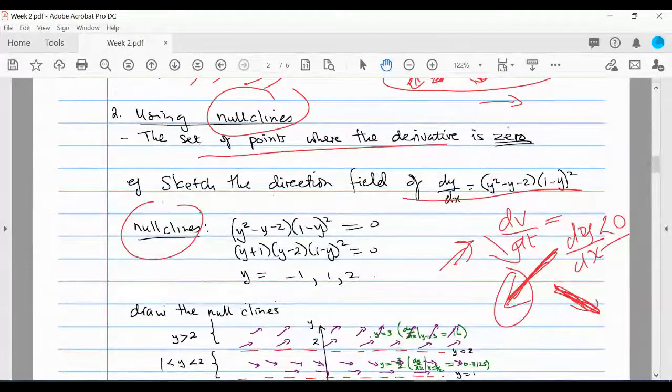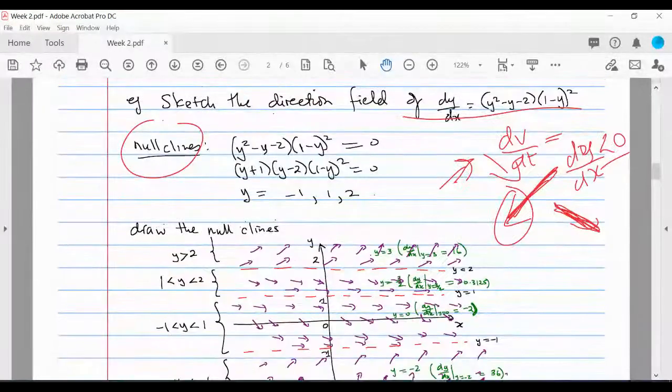All right, and how do you know it's repelling or attracting? You will see with the orientation of the what? Of the curves. All right. So let's see. Let's find our nullclines. So our nullclines, after solving, you factorize here, you get y equals minus 1, 1, and 2.